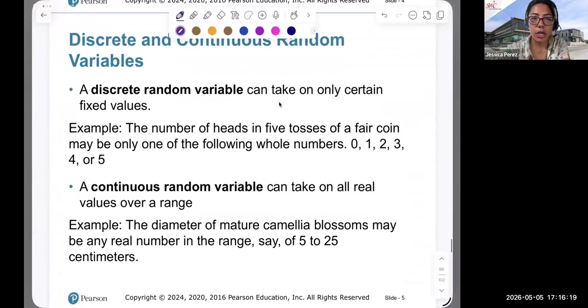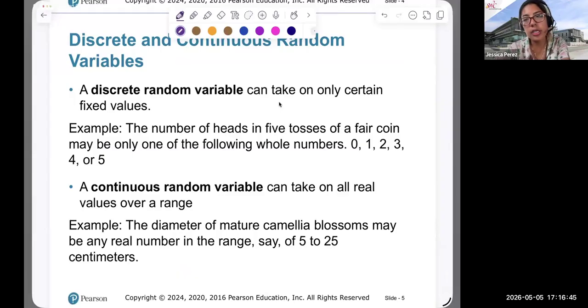So let's begin by talking about the definition of a discrete variable. A discrete variable can take only certain fixed values. For example, the number of heads in five tosses. So there's only 0, 1, 2, 3, 4, or 5. These are the only whole numbers for five tosses, right? So there's at most five heads on five tosses.